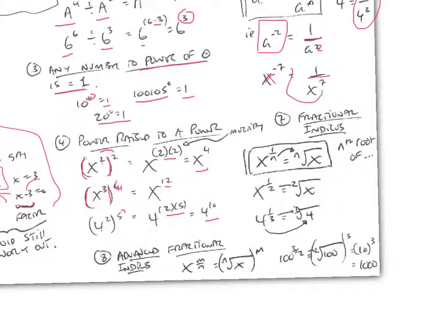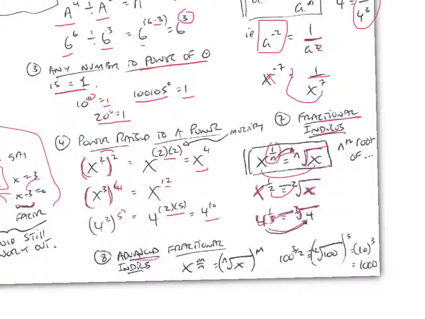If I have x to the power of 1 over n, it's a fractional indice, that's the same as the nth root of x. X to a half is the same as the square root of x. 4 to the power of a third is the same as the cube root of 4.